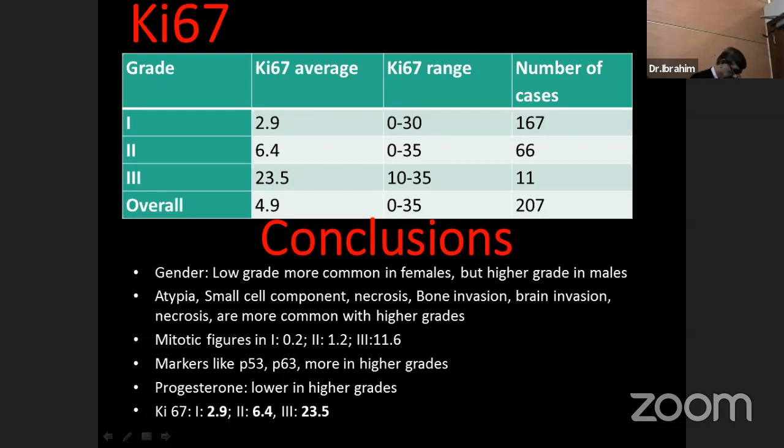Markers like P53 and P63 are more in higher grades, progesterone in lower grades. This is also important. Ki67 is much higher in higher grades and lower in lower grades. Thank you.